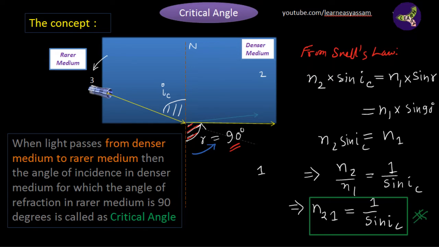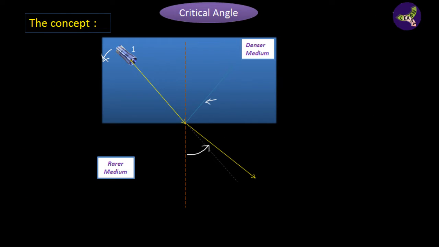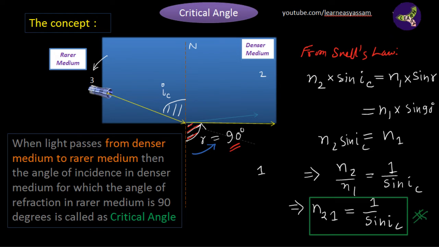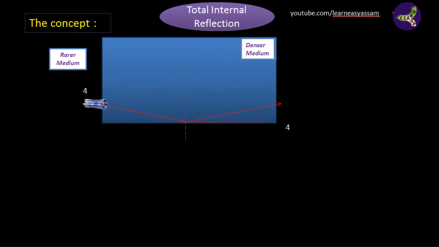Now let us understand total internal reflection. Here we have considered 3 positions, 1, 2 and 3. Now if we go beyond the position 3, suppose position 4 is here, what will happen? We see that the light is now going back inside the same medium. The angle of refraction is now greater than 90 degrees. This angle is 90 degrees, and now there is an additional angle here, so the overall angle becomes greater than 90 degrees. That means the angle of incidence is also greater than the critical angle.